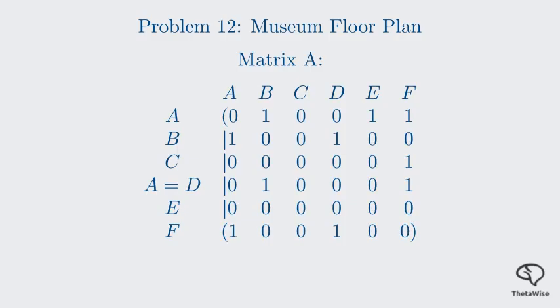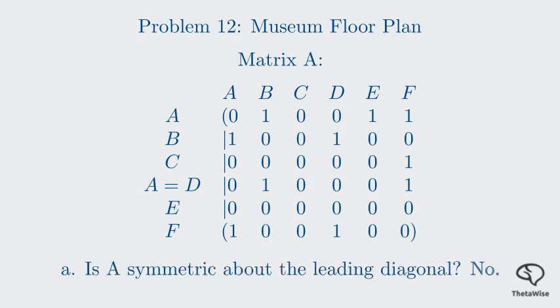Our first task is to determine if the matrix A is symmetric about the leading diagonal and to explain what this property signifies. Looking at the matrix, we can see it is not symmetric. For example, the entry AC is 0, but the entry CA is 0. A more obvious case is AB, which is 1, but AD is 0. For a matrix to be symmetric, the entry at row I, column J, must equal the entry at row J, column I for all I and J. Since this is not the case for matrix A, we conclude it is not symmetric.